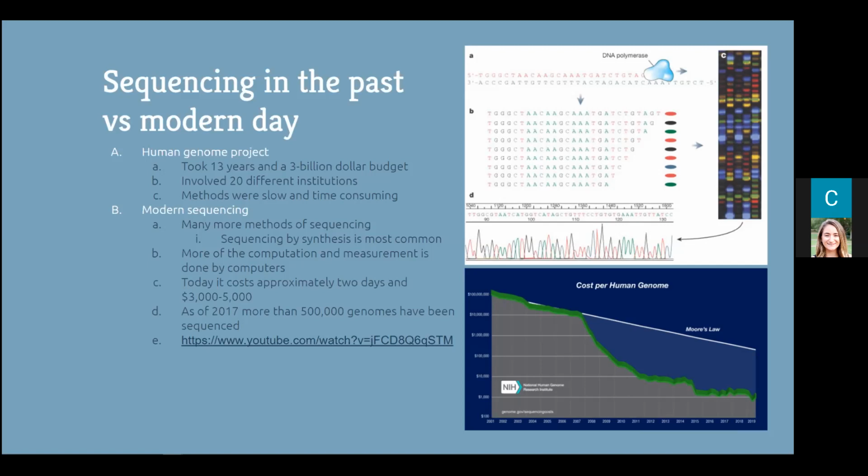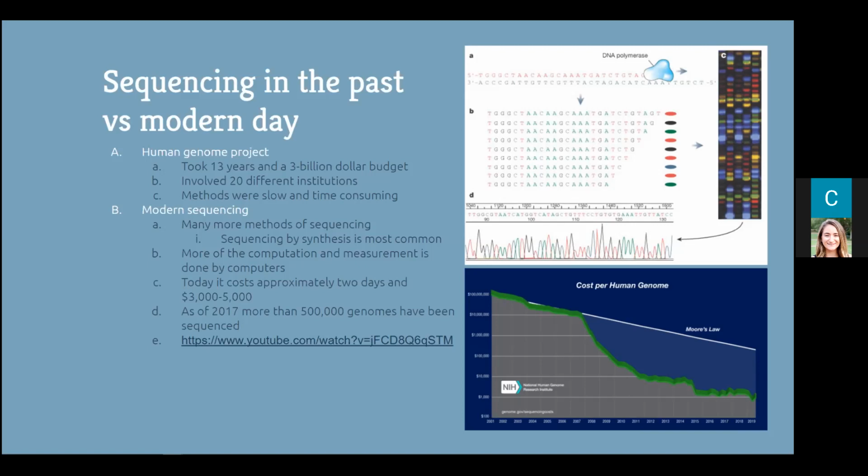And then up here on the right, we have a schematic giving a little bit of a preview into how traditional sequencing works, kind of like Sanger sequencing. And then down here on the bottom right, we have a graphic illustrating how the cost has changed over time. So as you can see, compared to back when the Human Genome Project was first completed, compared to now, that cost has dropped significantly.